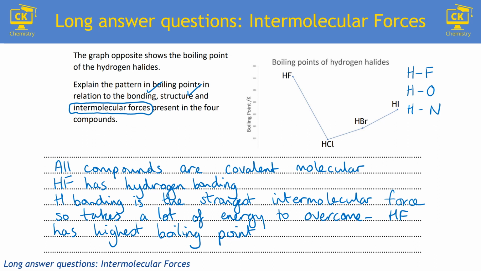So we're about 3 marks in, and that's where some people might just leave it there really and ignore the rest of the graph. But the rest of the graph is also important to talk about because it says explain the pattern, and so far all we've done is explain the outlier, which is hydrogen fluoride.